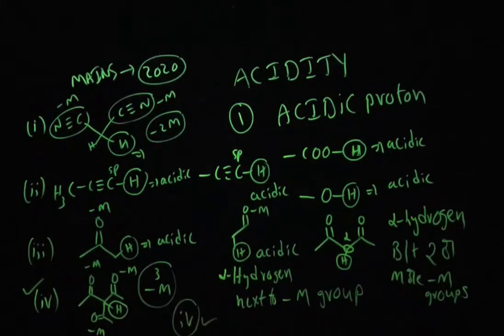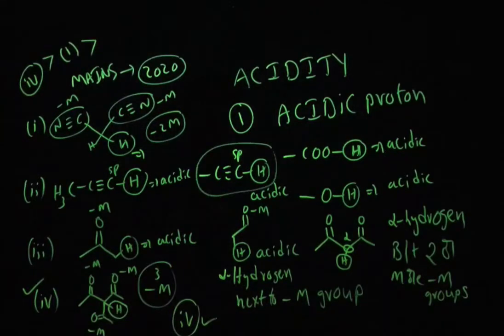Now try to arrange these compounds in order of acidity. Clearly, the alpha hydrogen of the fourth option is between 3 minus M groups, so the fourth one is more acidic and comes first. Then the first one has the alpha hydrogen between 2 minus M groups, so the first one will be second. Between options 2 and 3, according to the order, the sp carbon hydrogen is more acidic than the alpha hydrogen next to a minus M group. That means 2 is more acidic than 3.